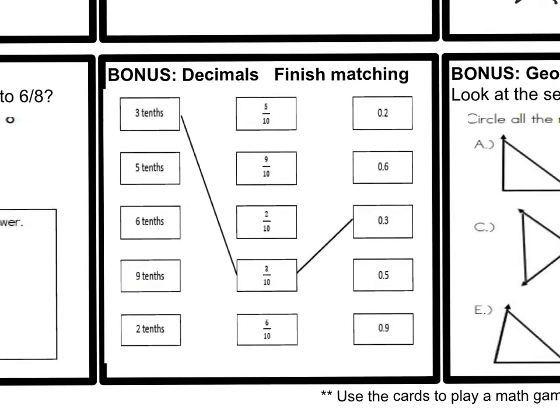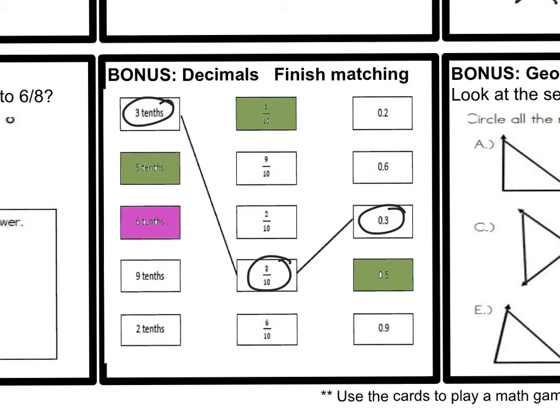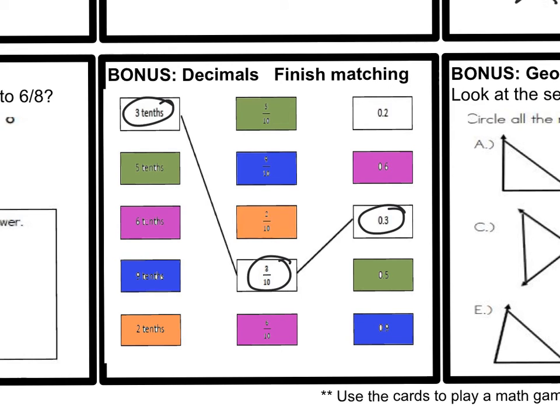Okay, this one, we have been talking about decimals, especially to the tenths place, so I hope this one was incredibly easy for you. All you had to do is match the fraction to the decimal. So I have 5/10, which is equal to 0.5, which is equal to five tenths. And then 6/10 is equal to 0.6, and 9/10 is equal to 0.9. And last but not least, 2/10, which is the same thing as 0.2.